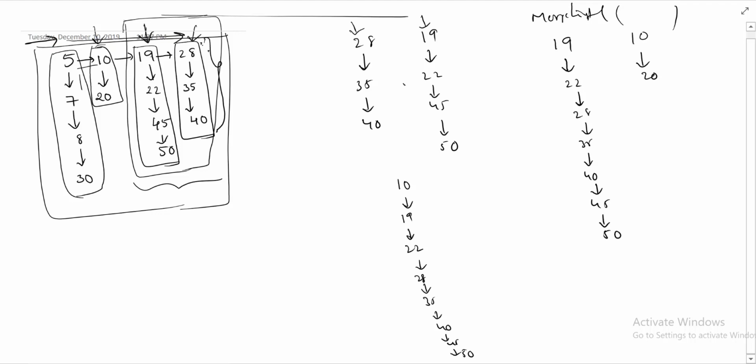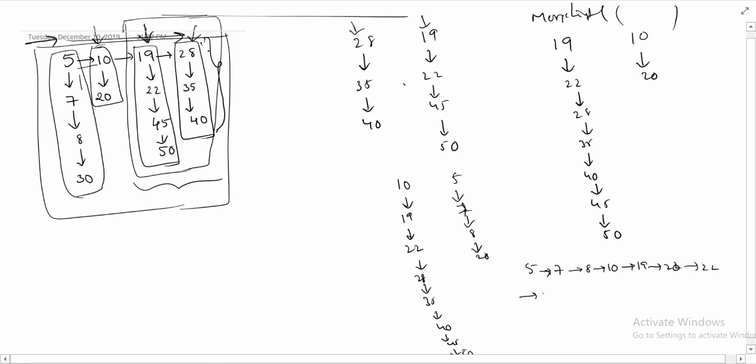And now finally this should be merged with 5, 7, 8, and 20. Finally we'll get 5, 7, 8, 10, 19, 20, 22, 28, 30, 40, 45, and 50. As there is no space, I'm drawing it with the right pointer, but actually this is a down pointer. This is the final list.